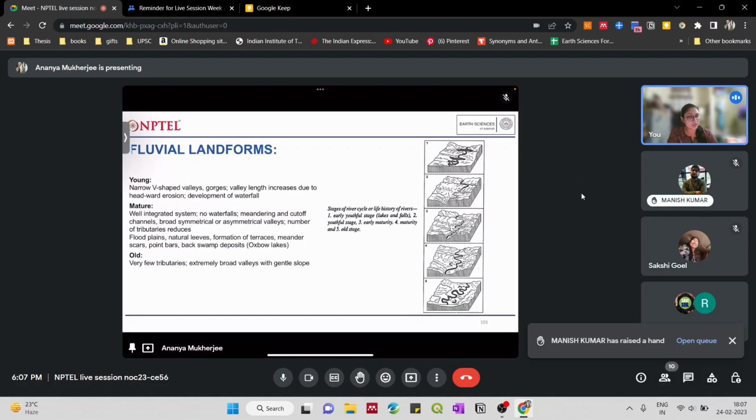Yes, Manish, do you have a question? Ma'am, what is the difference between mature and old stage of the fluvial landform? Okay, I will get to that.